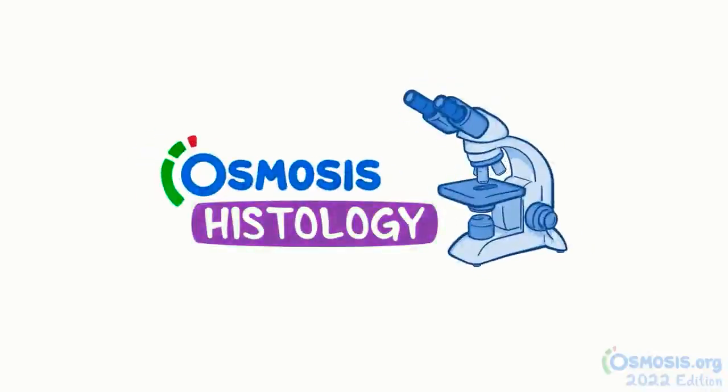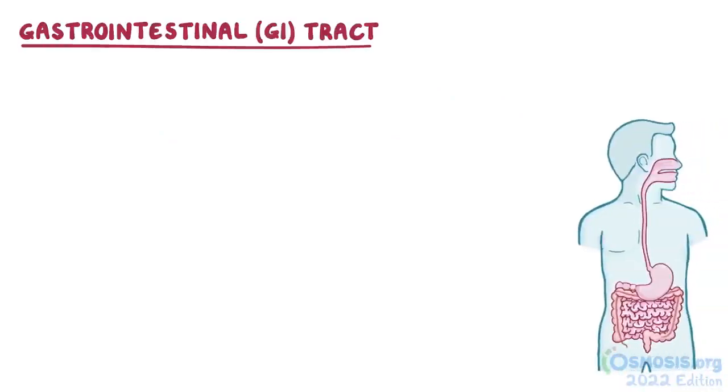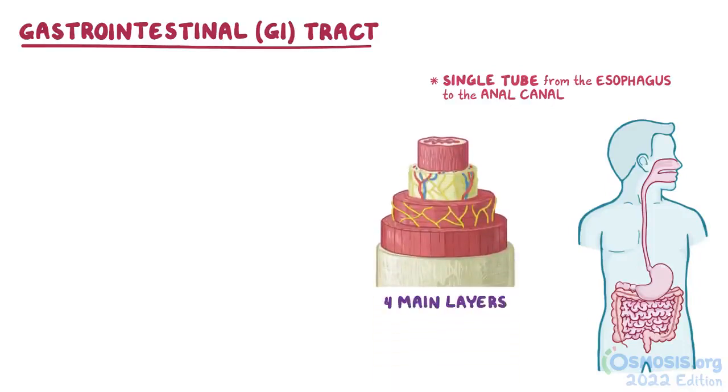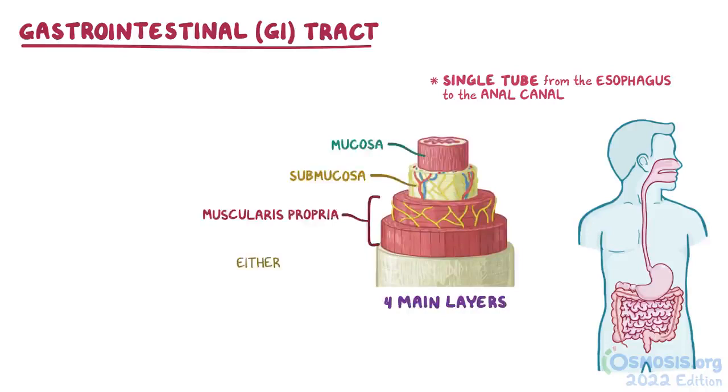Now, let's get a closer look. The gastrointestinal or GI tract extends as a single tube from the esophagus all the way to the distal portion of the anal canal. Although different parts of the tract may appear to have very different structures and functions, the wall still maintains four main layers all throughout the GI tract: the mucosa, submucosa, muscularis propria, and either an outer serosa or adventitia.